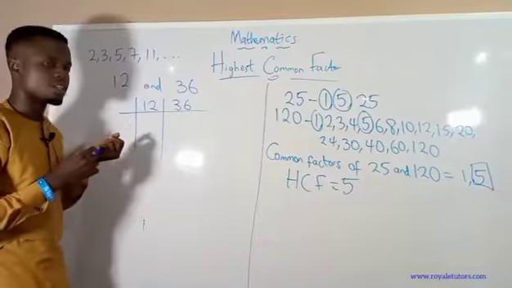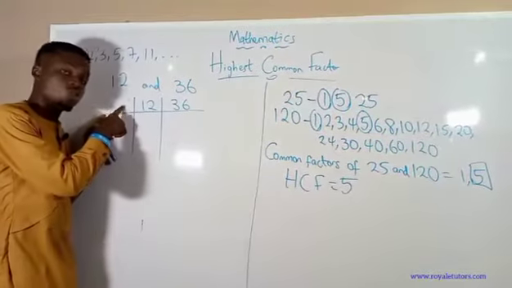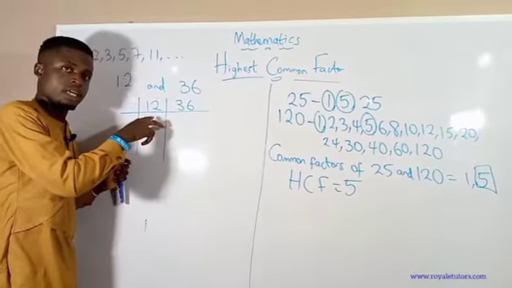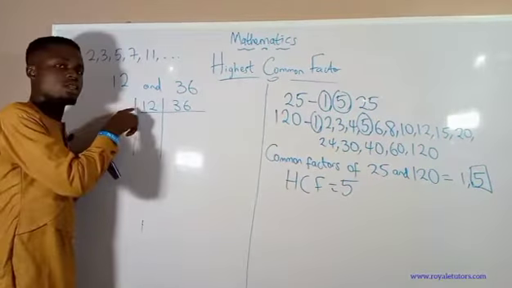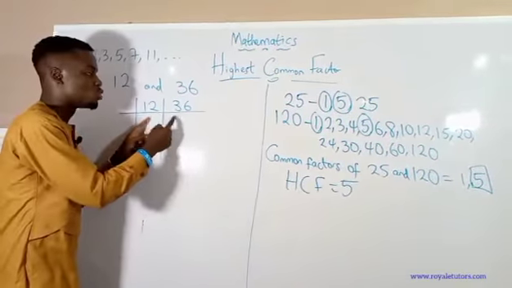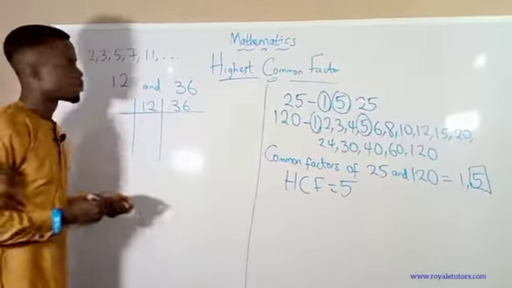So you are dealing with HCF. Any number you want to divide with must divide the two numbers. The moment you cannot find a number that can divide the two numbers, then you stop. Okay? So this is what I mean.